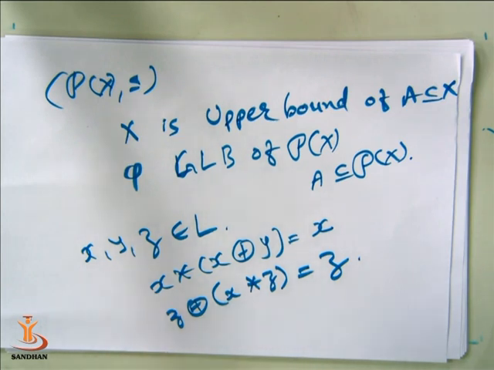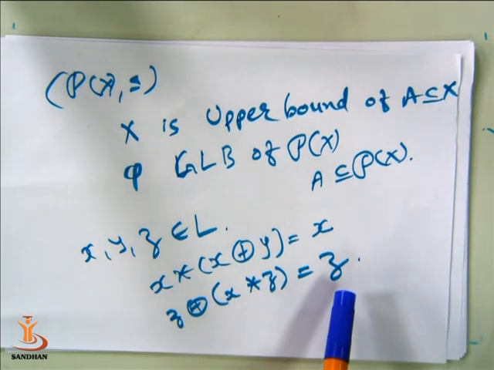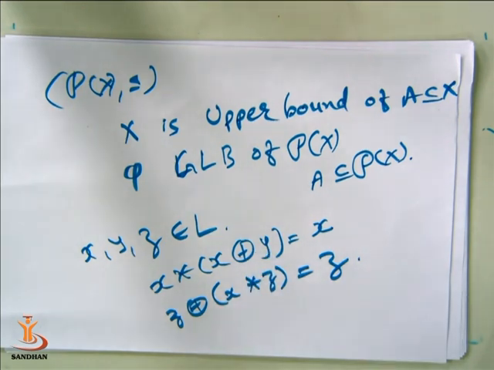So this law is said to be the absorption law. Now in the second part, that is in X star Z, we need star to be commutative. Therefore here we can write Z ring sum (Z star X) equals Z. This law is said to be an absorption law.